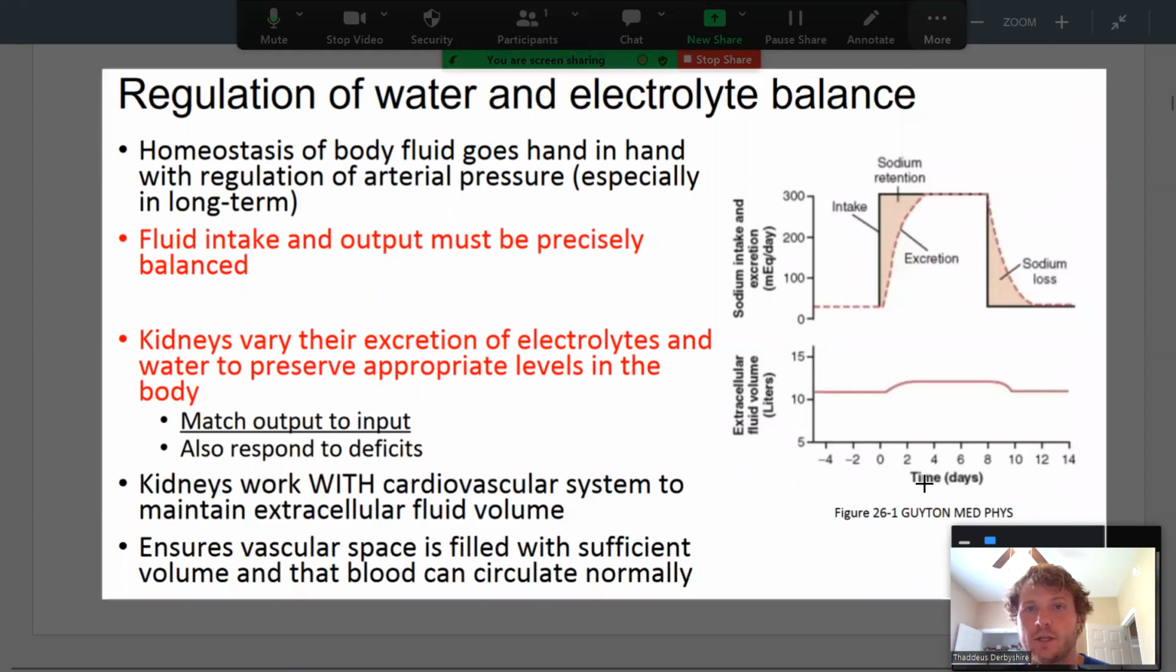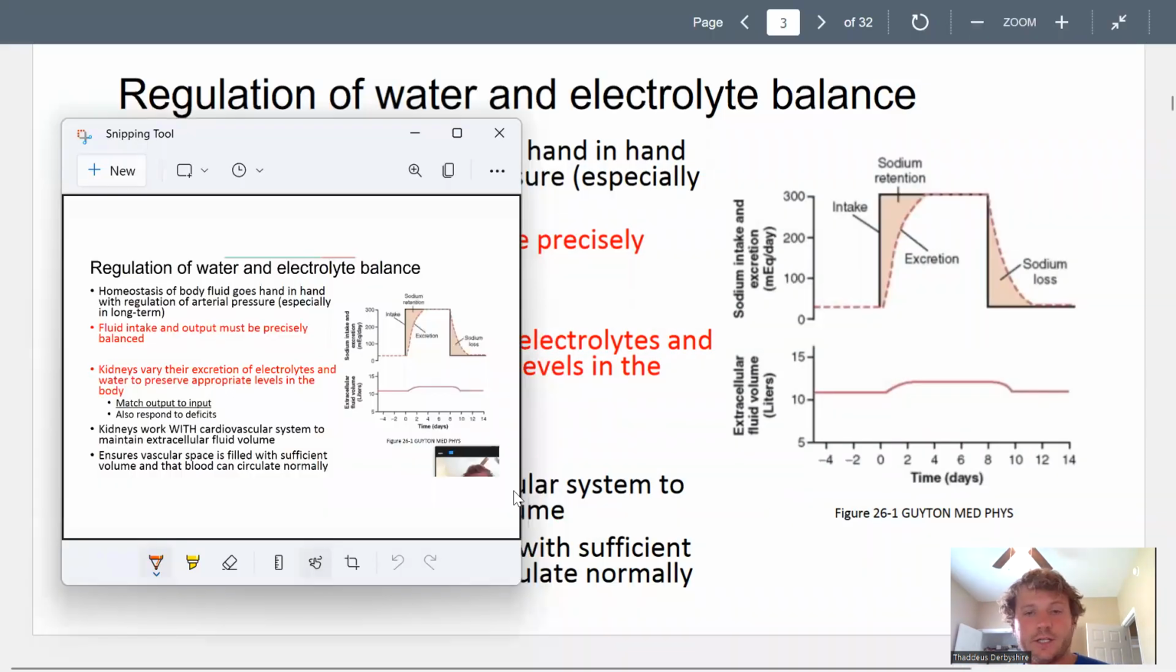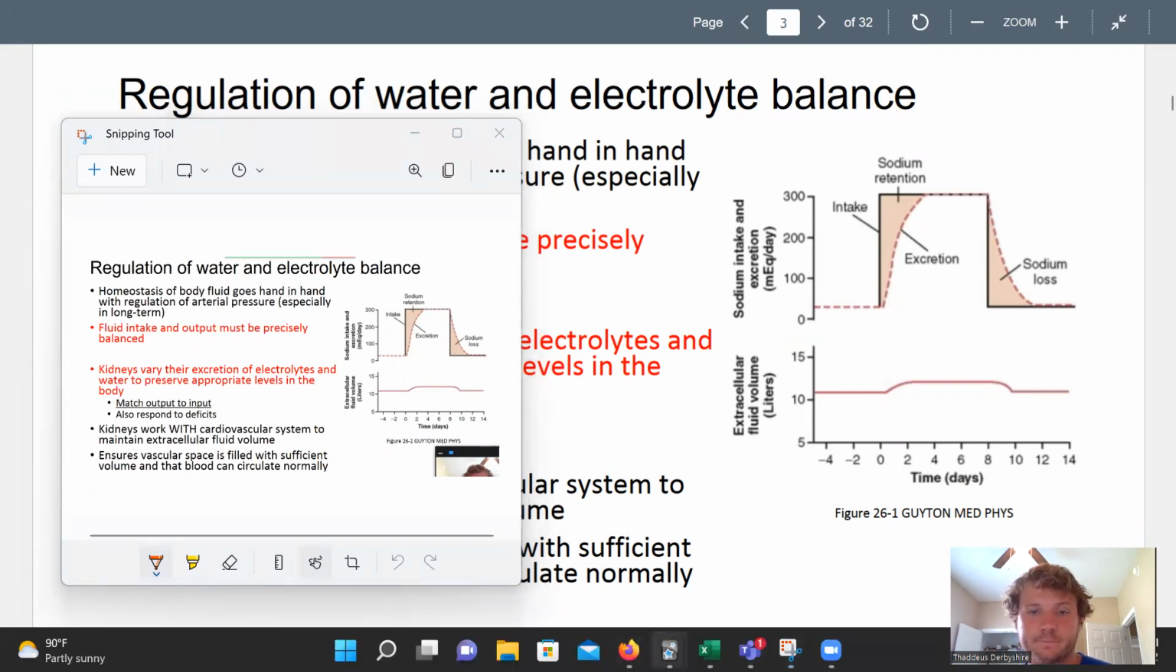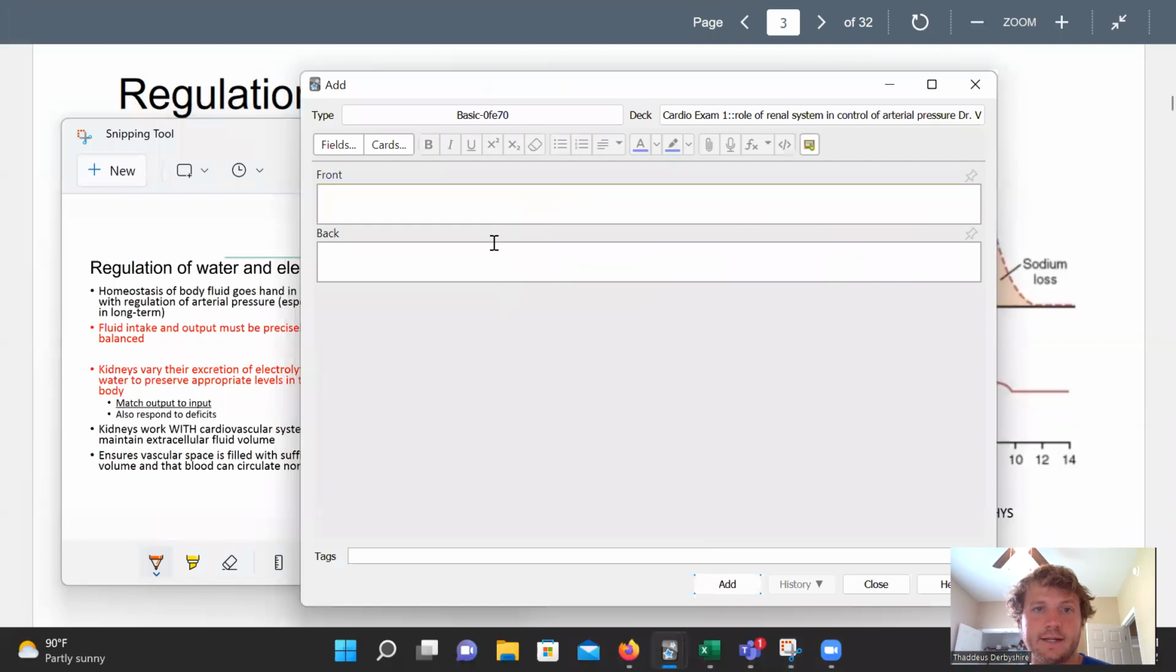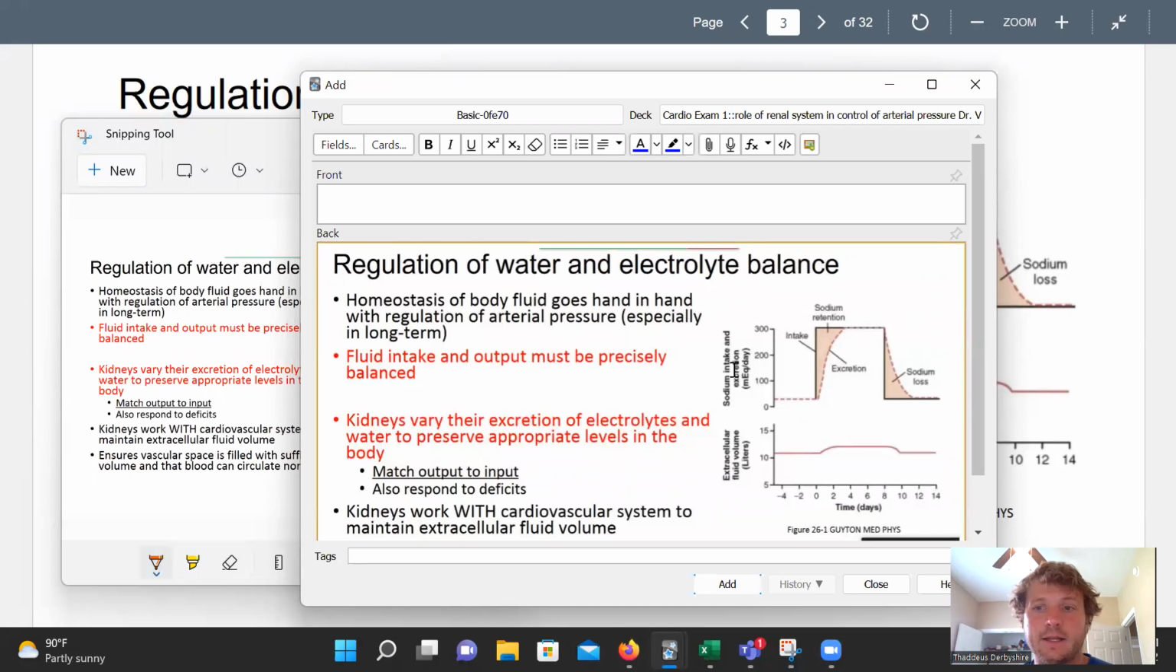Unfortunately, I have to screen myself into this one, but so I screenshot just that, take that snip, and click back onto Anki. Go back to that card that I was adding, go to the back, Control V, so for pasting it back on there. And then I'll just briefly look over this slide. Like this is my first pass. So I'm just briefly looking over this slide, trying to get a general idea of what exactly we're looking for here. So homeostasis, blah, blah, blah. Kidneys vary their excretion of electrolytes and water, preserve appropriate levels in the body. They match the output to the input.